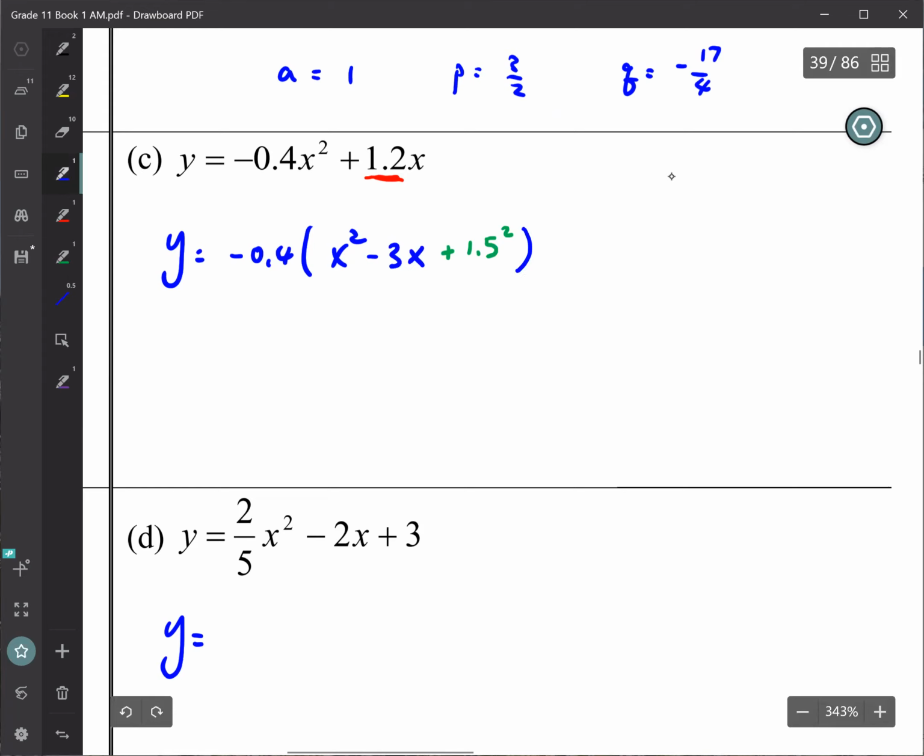And then next step is balance. How do I balance now? You take away 1.5 squared. What else? And then you bring the negative 0.4. Yeah, you need to multiply by negative 0.4. Yes. Okay. Yeah, that's it, right? Okay, do you know what to do next after this? Yes. Thank you.